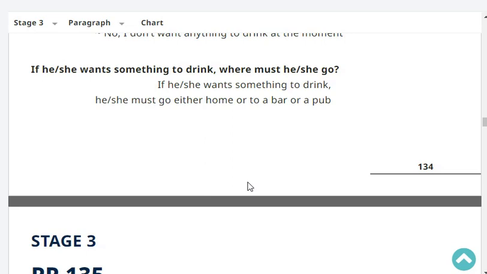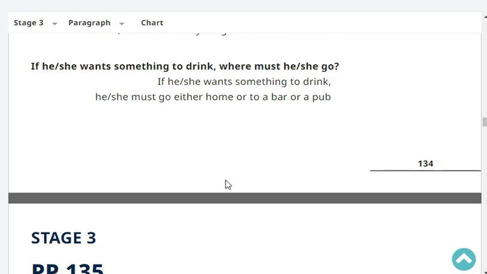If he wants something to drink, where must he go? If he wants something to drink, he must go home or to a bar or a pub. Very good.